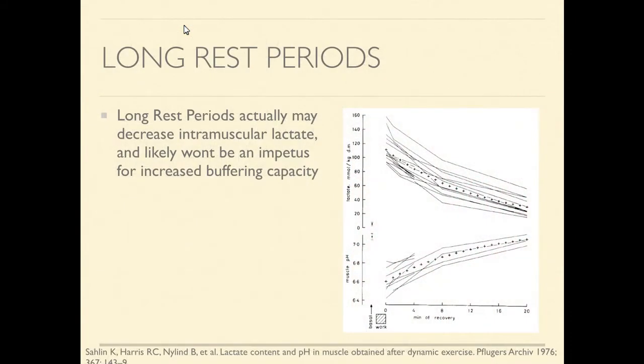But one of the things to understand is that long rest may actually decrease intramuscular lactate. So what you're looking at here is if you do a sprint at 0 minutes recovery on the top, you see lactate levels, and as recovery continues, lactate levels go down and down and down, and pH recovers. So what about lactate? Because that's likely also limiting repeated sprint ability.